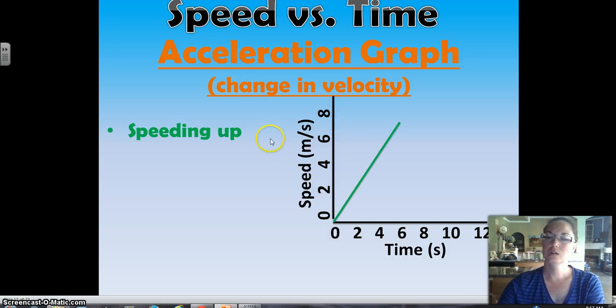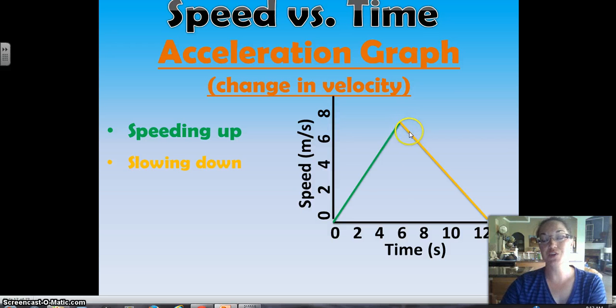So here we have a line going up. That's showing you that over time, the speed is increasing. It's going 2 meters per second, and then it's going 4 meters per second, and then 6 meters per second, and then 8 meters per second. So the speed is getting faster and faster and faster. So a line slope that's going up on an acceleration graph is telling you that the object is increasing its speed.